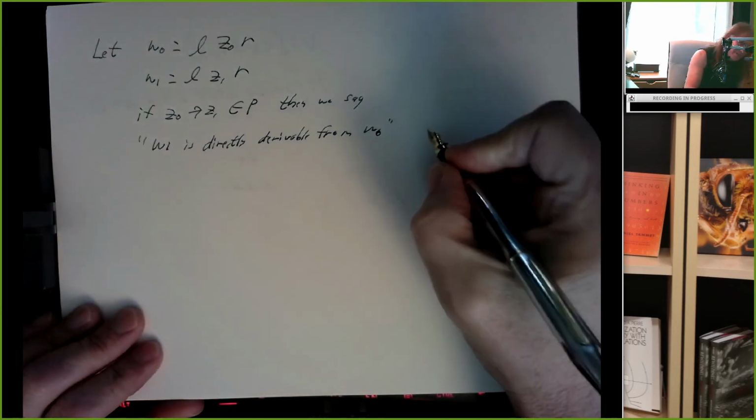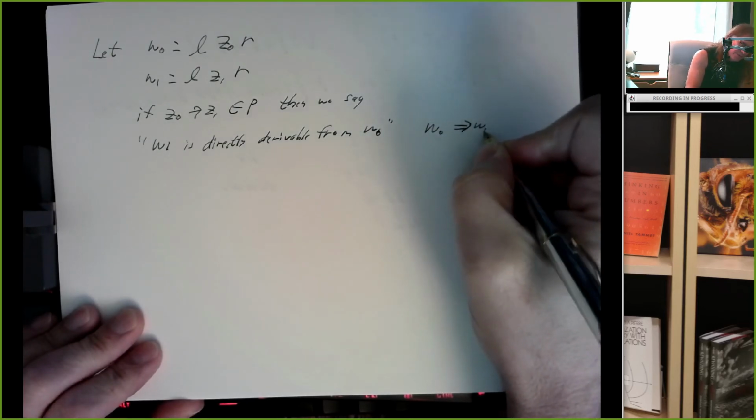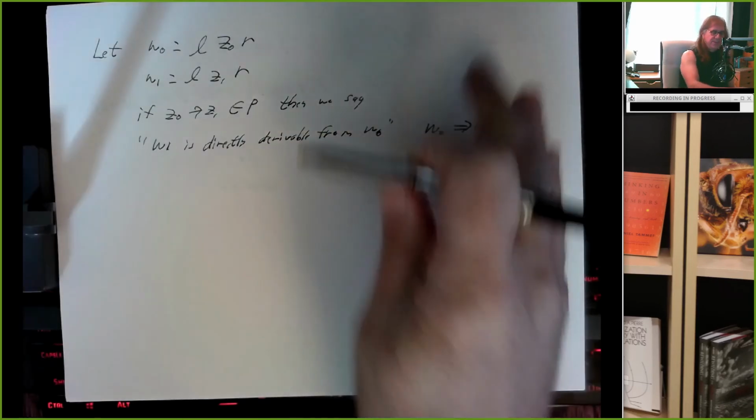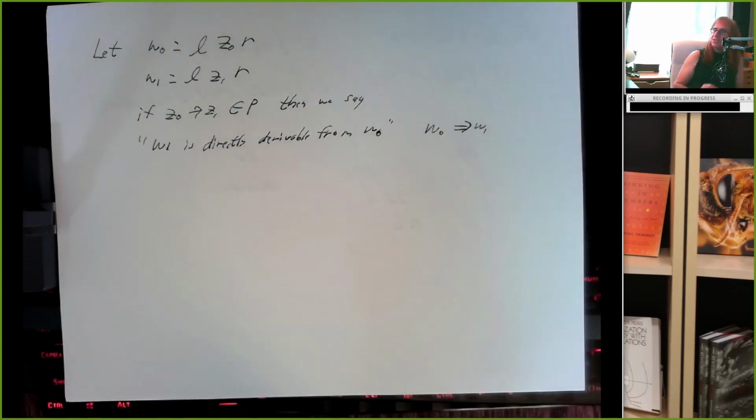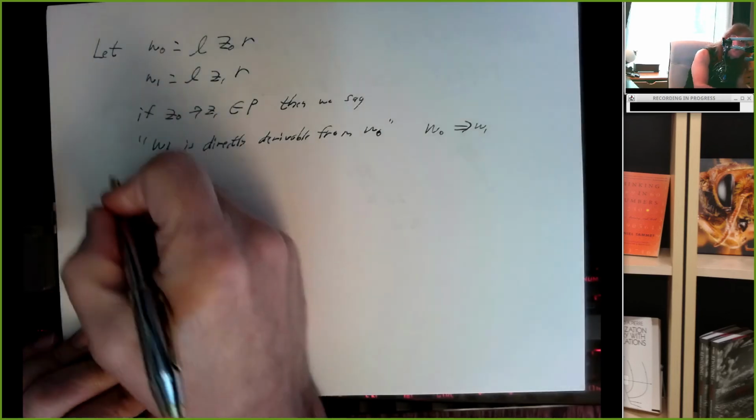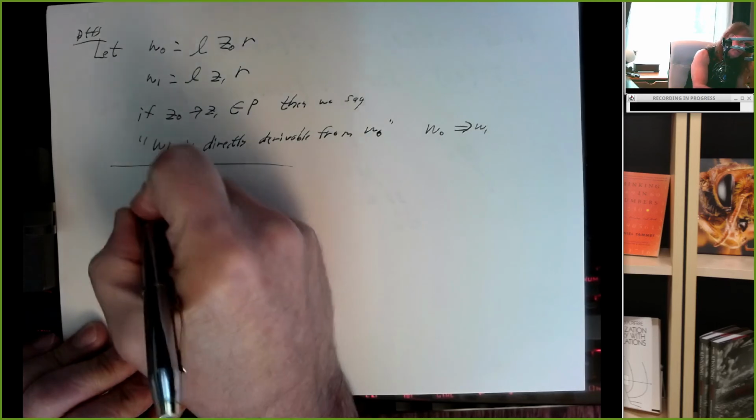And we have a notation for that. W0 double arrow W1. Nothing to do with propositional logic here. But it says W0 can be changed into W1. So these are definitions.